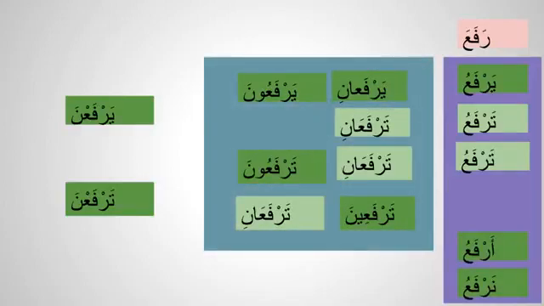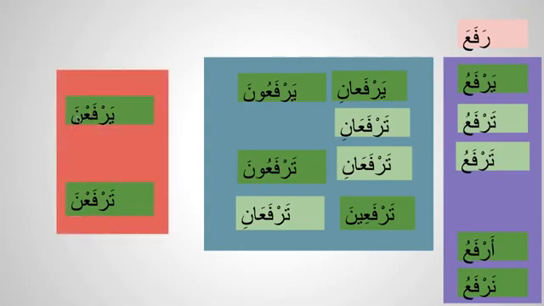So you got 5 in your pocket where the fa'il is mustatir, not attached to the verb, and we got the noon that goes away when something precedes, like different prepositions. Then the noon will go away. And we got a mabni group where the noon is the fa'il, so it doesn't go away, it always stays. It's a mabni group.